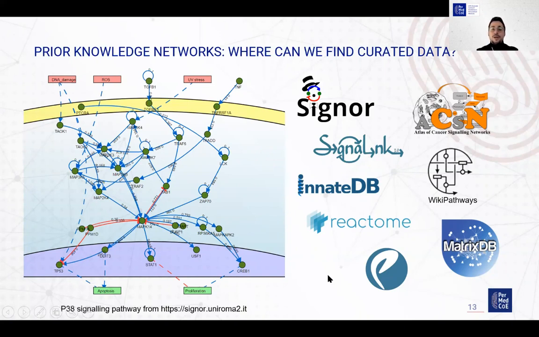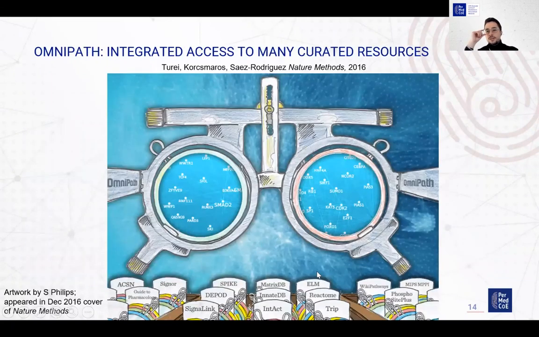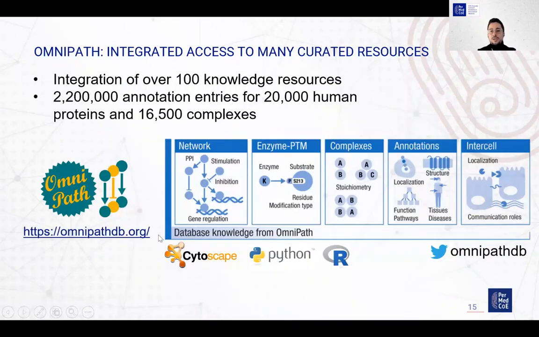Because we have many different databases in which we can retrieve information, and this makes things more complicated to start with. So in order to alleviate this problem, in the group people developed OmniPath, which is an integrated access to many of those great resources, including Senior, for example, but also many other databases that are shown at the bottom of this diagram. And the good thing about this is that we can use it to retrieve our prior knowledge network for cells, for example, for mammalian cells.